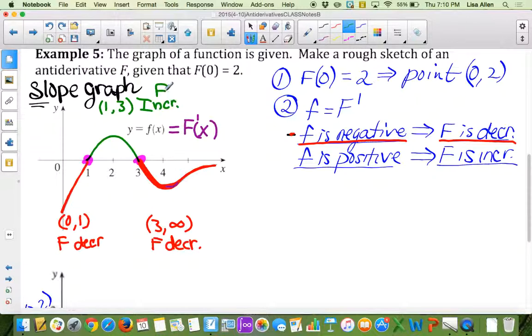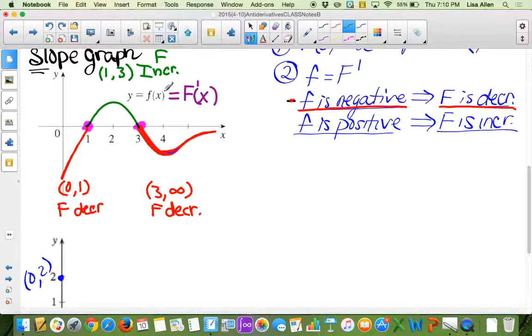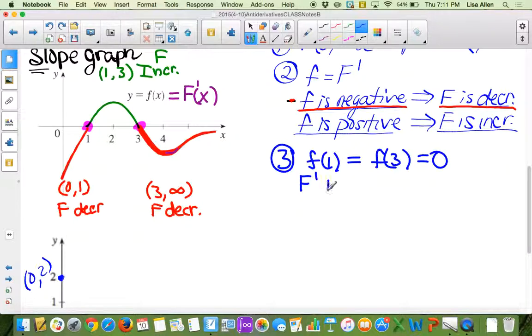Okay, so now let's go to the third bullet. Something happens at 1 and 3. I'm going to stick with this pen. So it looks like f of 1 is equal to f of 3, equal to 0. They're the x-intercepts of f. Recall what this means then. This means that capital F prime of 1 is equal to capital F prime of 3, which is equal to 0 also. So that means you have some horizontal tangents, right? That means we have horizontal tangents.